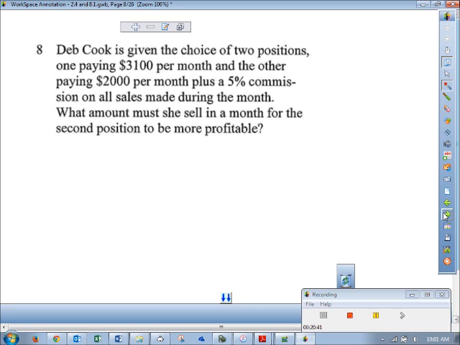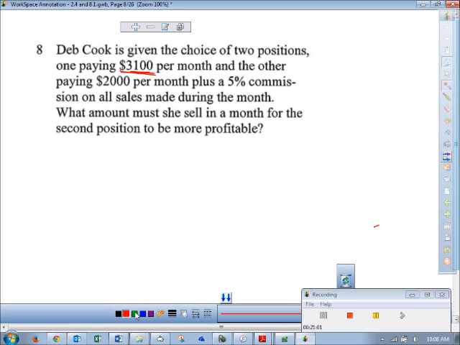Deb Cook. I like her. She's given the choice of 2 options. Deb's got options here, right? This is her job. She makes money. Here's your option, Deb. We'll pay you $3,100 every month, right? That's one option you could have.